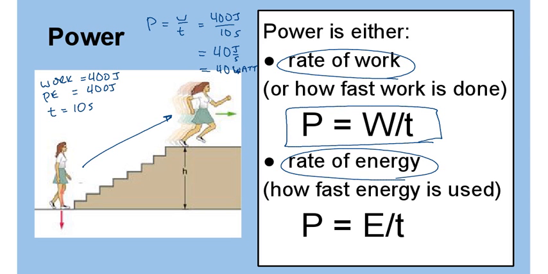Okay, so she just used 40 watts. Well, her power was 40 watts. If she had taken 5 seconds to climb the stairs, she would have been working a lot faster. 400 divided by 5 would be 80 watts, right? So in order to go up the stairs in half the time, she'd have to have twice the power.